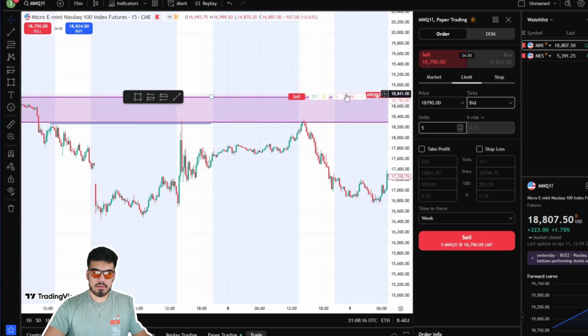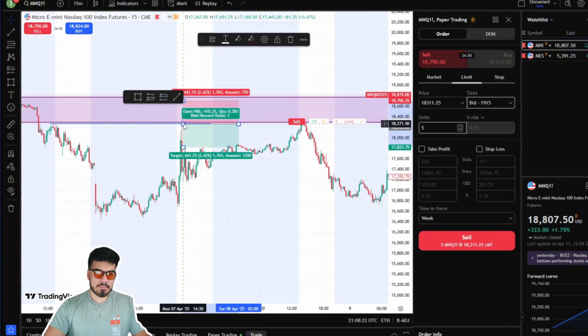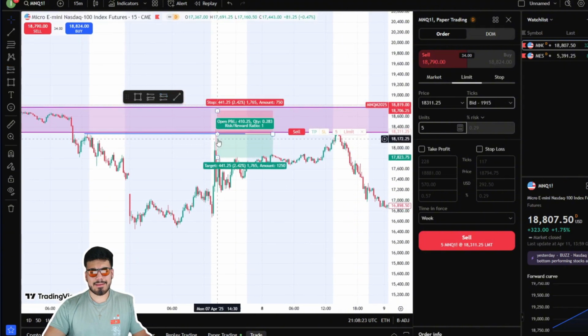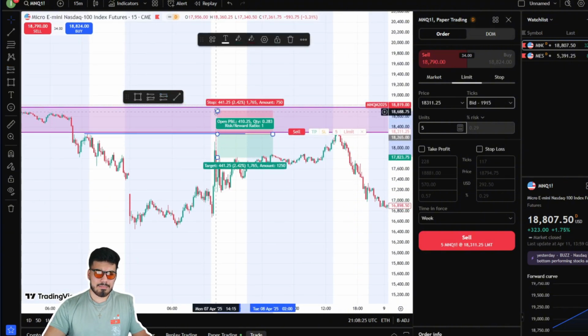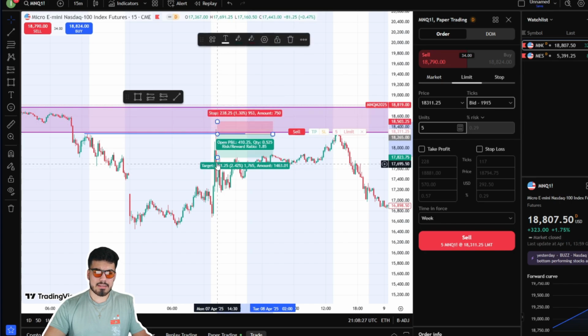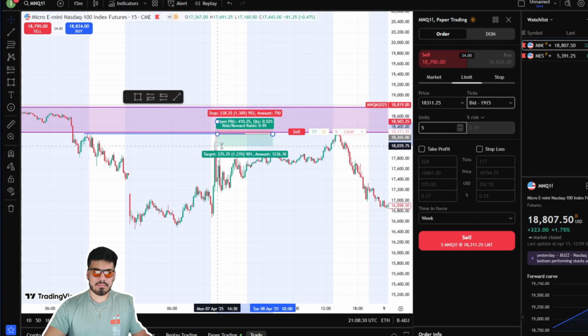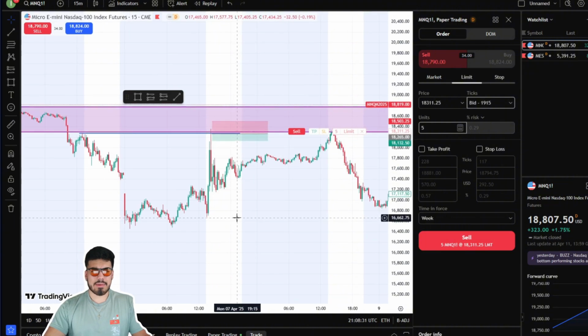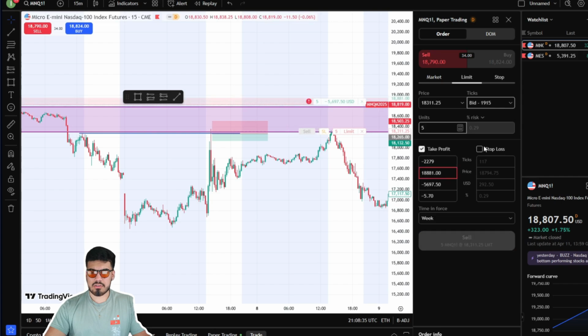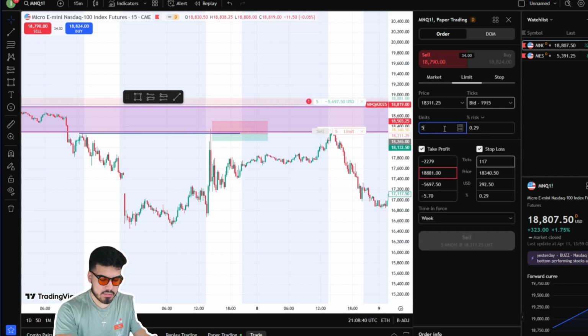Like right here, pretend I wanted to get shorts right there. I place my order right there. My stop loss at like 40 ticks. Take profit at 80 ticks. I mean, not 80 ticks, 80 points, and stop loss at 40 points. Let's see what happens. You probably make 500 or 1,000 depending on the units.